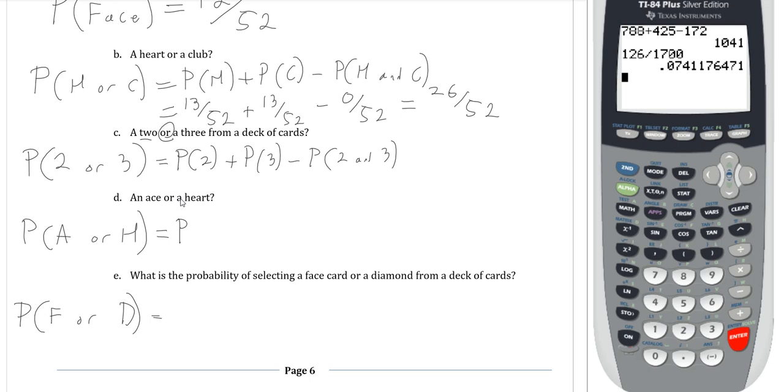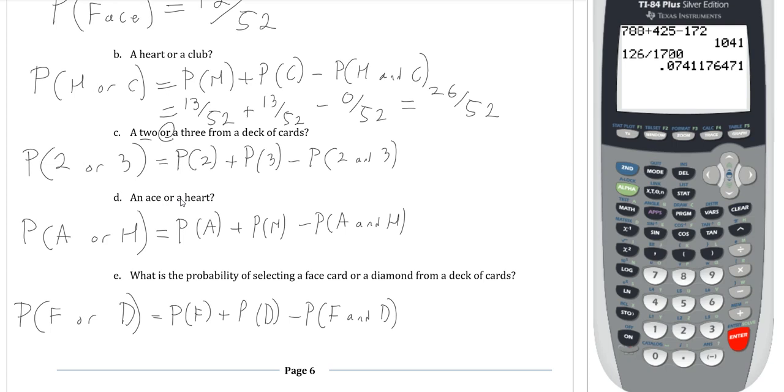Second one's going to be probability of ace plus the probability of heart minus the probability of both of them. And last one's going to be probability of face. Whoop, face, not H. Plus the probability of a diamond minus the probability of both of them. All right, if you haven't already, I recommend pausing the video and seeing if you can solve each of these on your own.